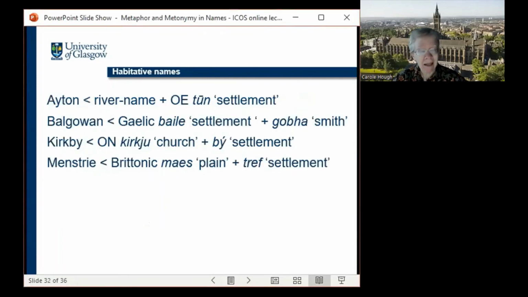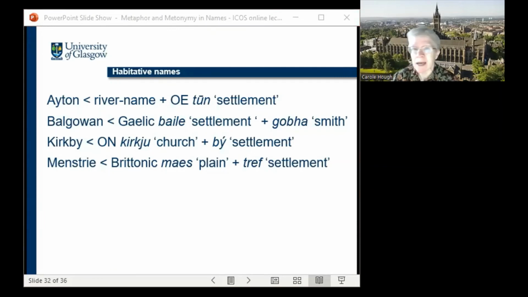Moving on to habitative names, these are names where the generic or defining element refers to a building or a group of buildings. Ayton in the Scottish Borders means settlement on the River Eye from Old English. Balgowan means settlement of the smith from Gaelic. Kirkby means settlement with a church from Old Norse. Menstrie means settlement on the plain from Brittonic.